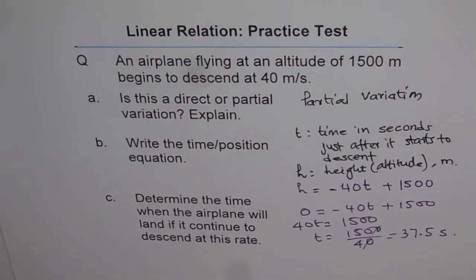Now as an added exercise, what you can do is represent this information in a graph. So plot a graph and explain why your graph is a continuous line or why it will be a scatter plot.